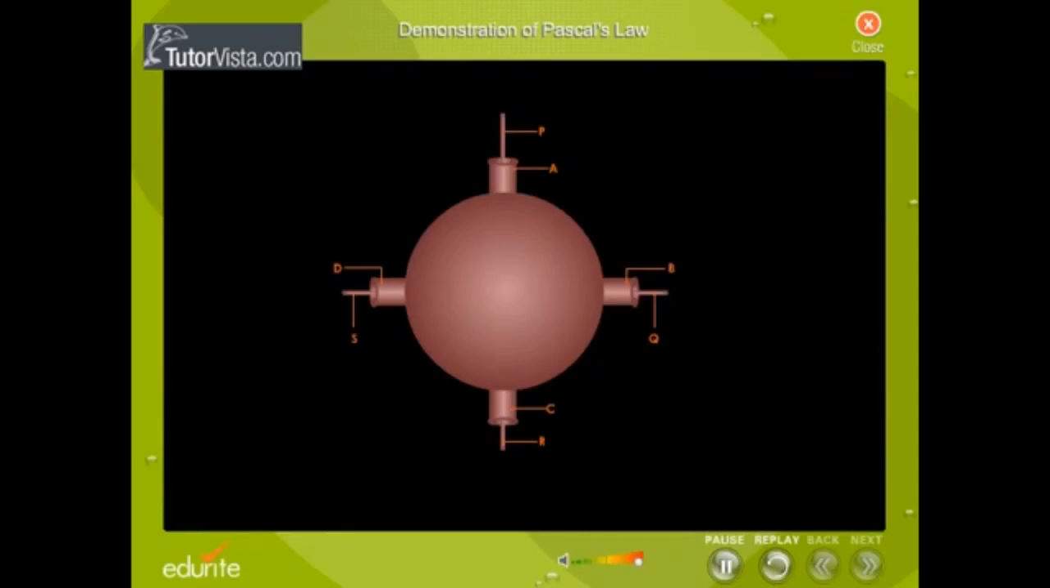The only forces acting on the liquid are the forces applied on the pistons P, Q, R, and S. Now push the piston P down into the liquid. What do you observe? We observe that the other pistons Q, R, S are moving outward. Why is it so? This is because the pressure exerted on the piston P is transmitted equally in all the directions in the liquid, thus moving the other pistons. This proves Pascal's law.